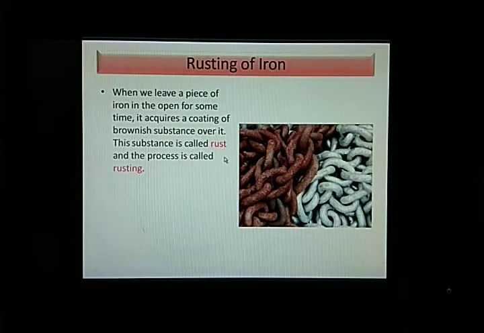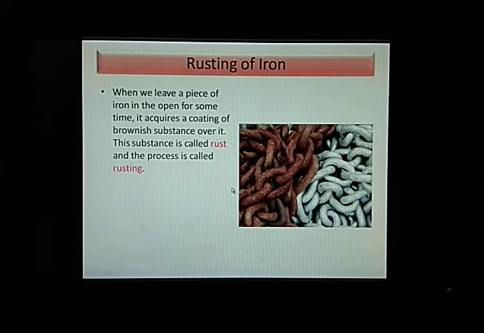So first of all, let us understand what is rust and what is rusting. When we leave a piece of iron in the open for some time, it acquires a coating of brownish substance over it. And this substance is called what? It is called rust. So this brownish substance that you can see here in the picture, this is rust. And the change of iron into rust is what we know as rusting.